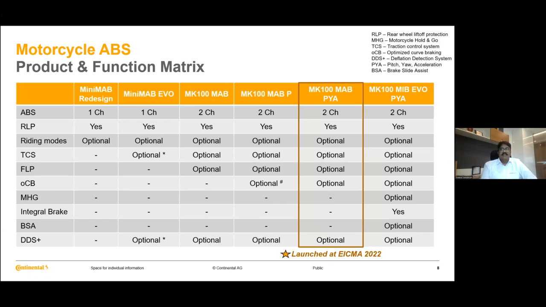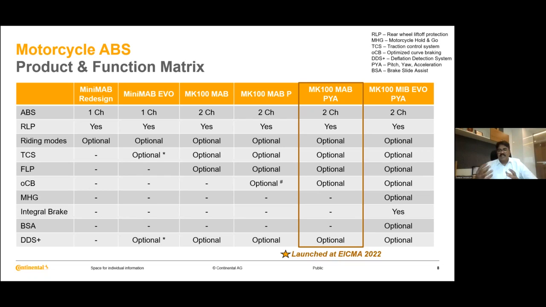So here we talk about, as I said, different new conditions. Actually, when you drive, this function really becomes a safety-mandatory thing to be used, and it gives a lot of confidence to the driver to drive in different scenarios. Of course, the optimized curve braking I already explained, and then the deflation detection system.